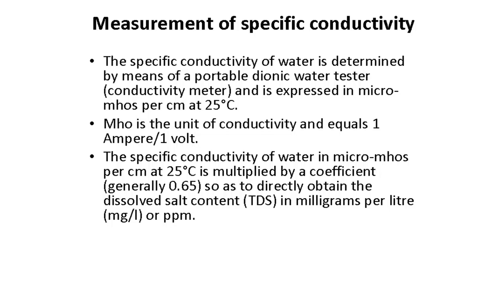Measurement of specific conductivity. The specific conductivity of water is determined by means of a portable ionic water tester, an integrity meter, and is expressed in micromhos per centimeter at 25 degrees. MHO is a unit of conductivity and equals 1 ampere per 1 volt. The specific conductivity of water in micromhos per cm at 25 degrees centigrade is multiplied by a coefficient, generally 0.65, so that we directly obtain the dissolved salt content, TDS, in milligrams per liter, ppm.